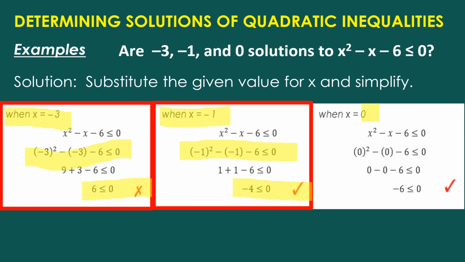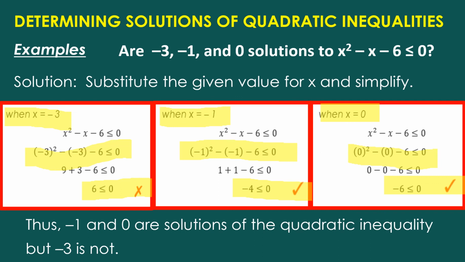This time, x is equal to 0. 0 squared minus 0 minus 6 is less than or equal to 0. 0 minus 0 minus 6 is less than or equal to 0. Negative 6 is less than or equal to 0, which is a true statement. That means that negative 1 and 0 are solutions of the quadratic inequality, but negative 3 is not a solution.